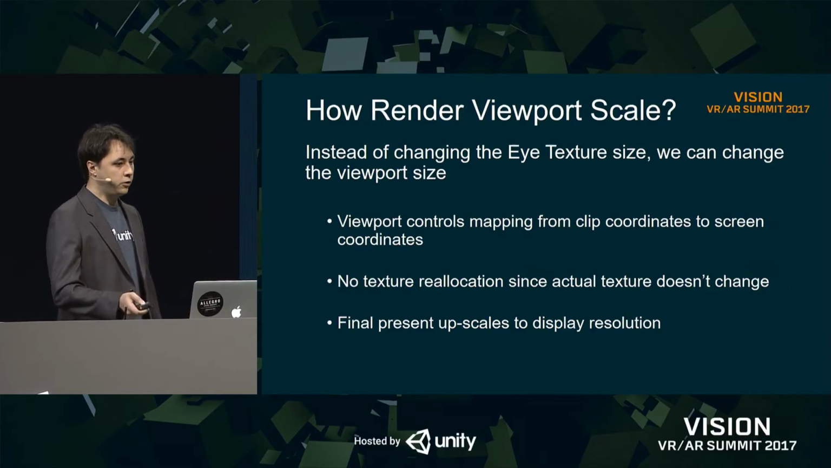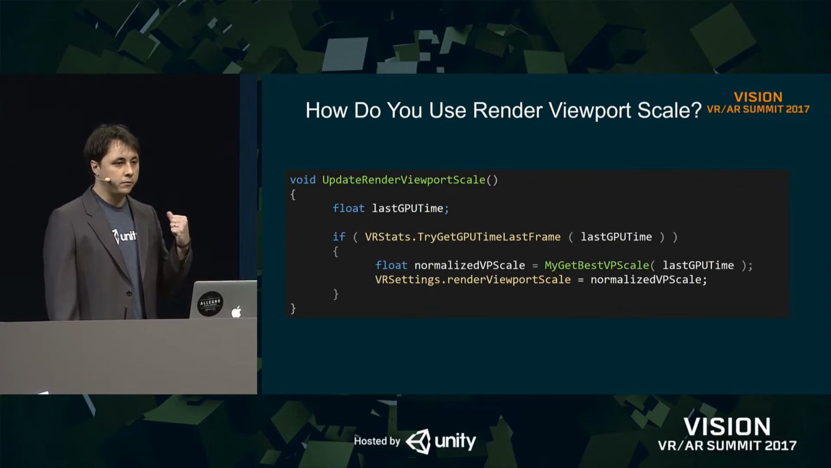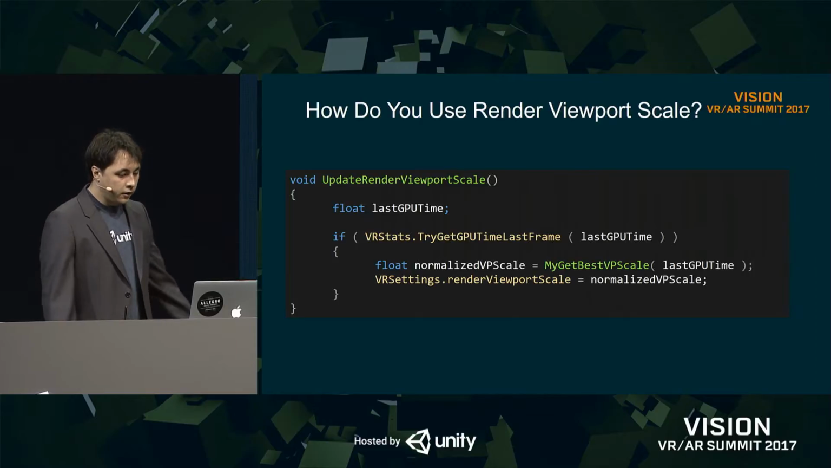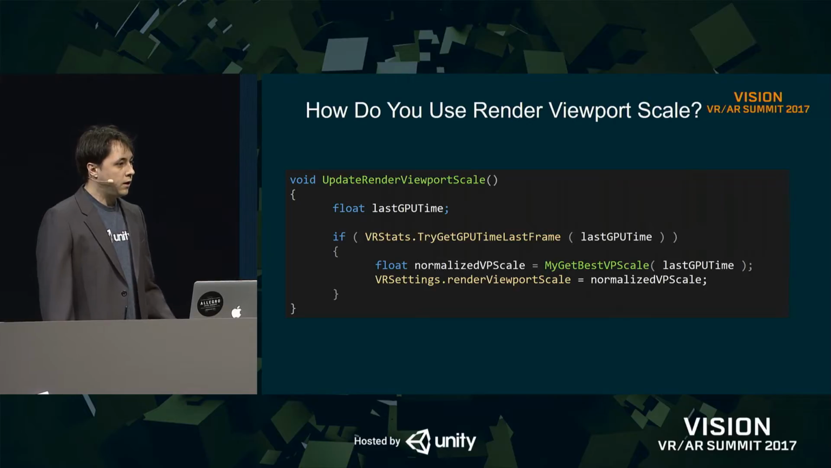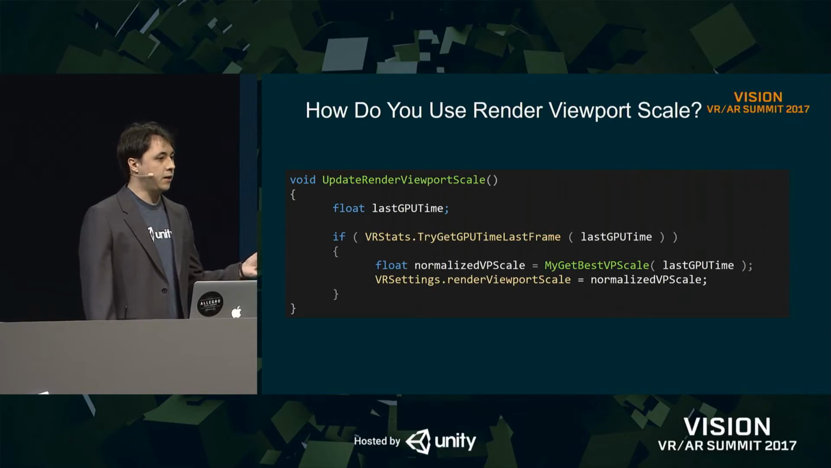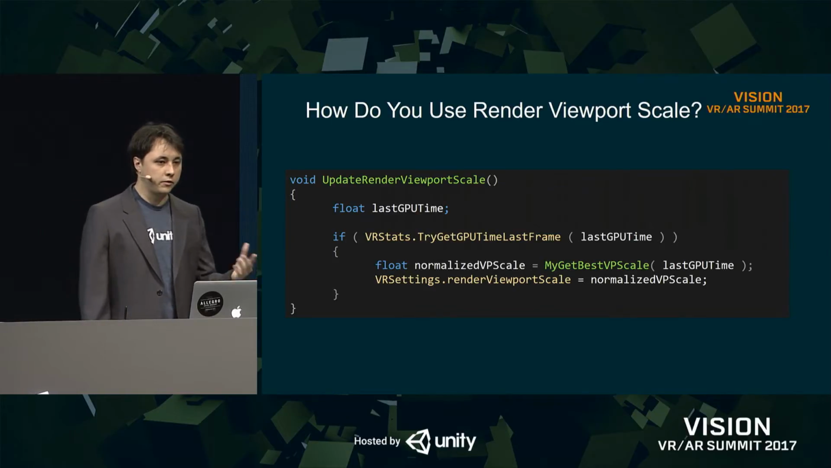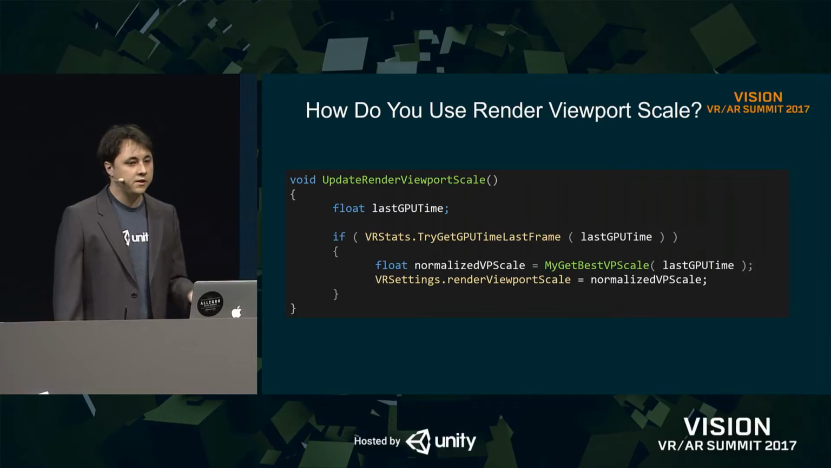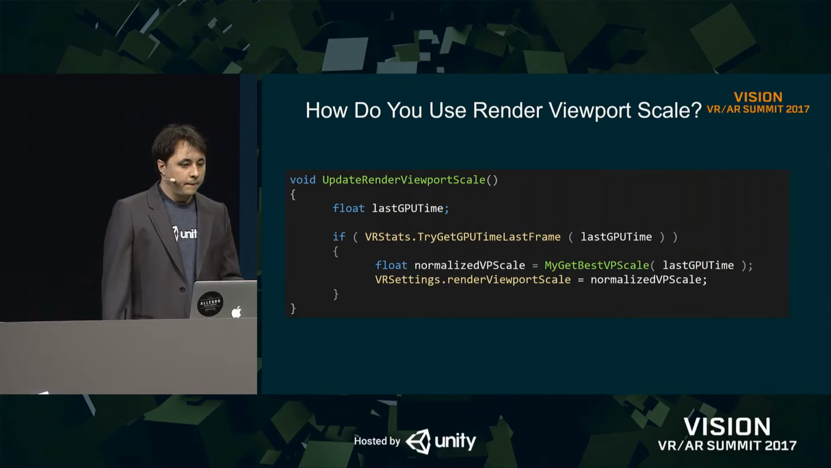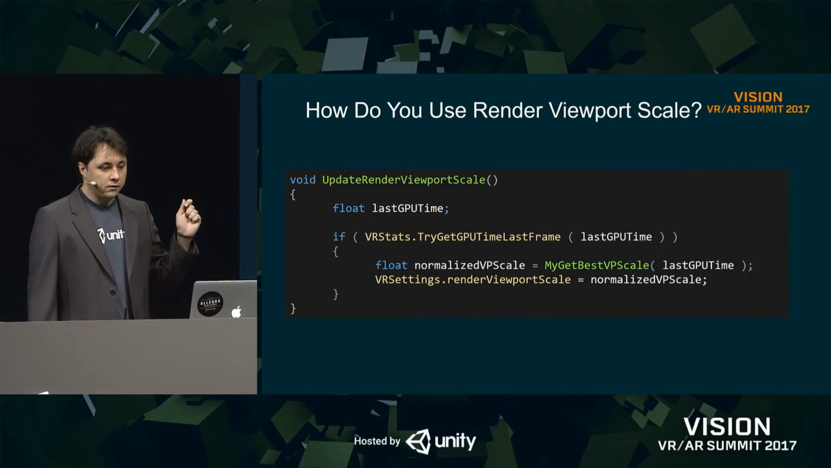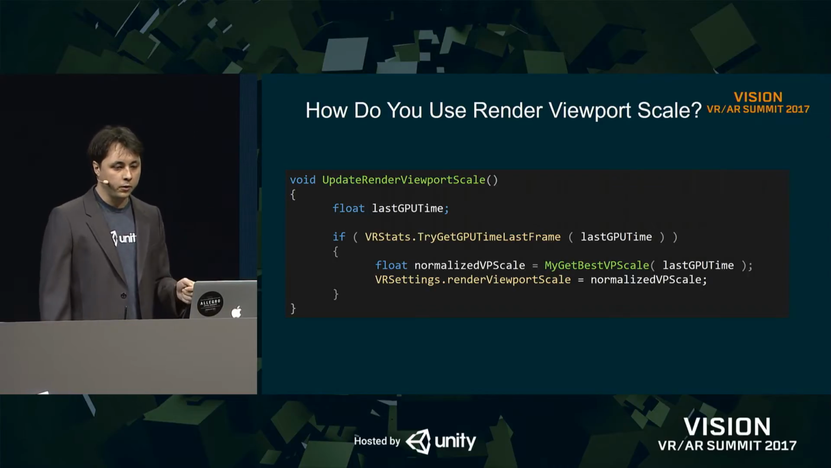So how can you use this right now in your game? Well, first, you need to know how long your last frame took to render in the GPU. And you can do that by using our TryGetGPUTimeLastFrame function. And then once you have that time, you pass it to your own custom function that's going to decide the best scale for that case. And then you simply set the render viewport scale, calling VRSettings.renderViewportScale. But please know that the get GPU time function doesn't work currently on mobile.